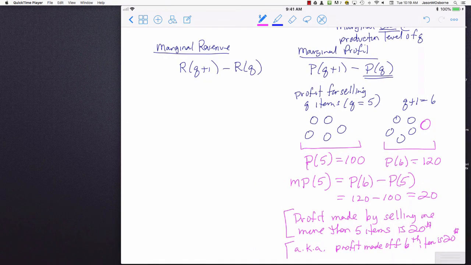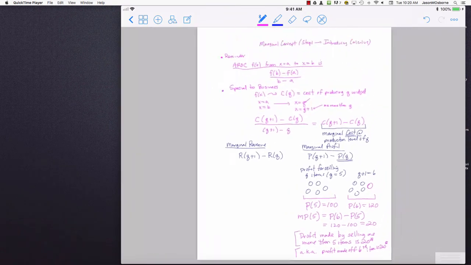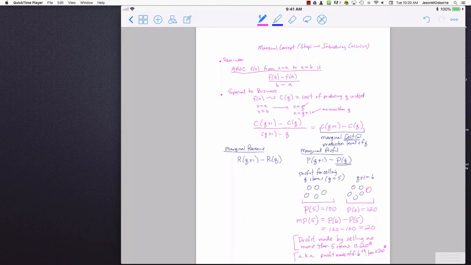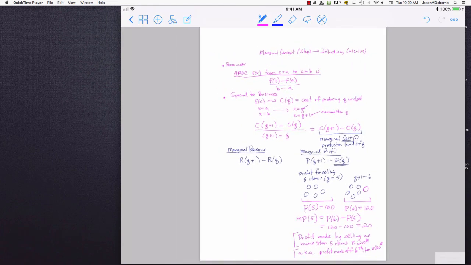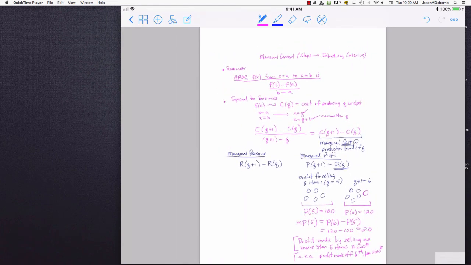Now, so that's the basic idea of the marginal concept. Okay. In the next video, we will look at specific examples from the practice problems.